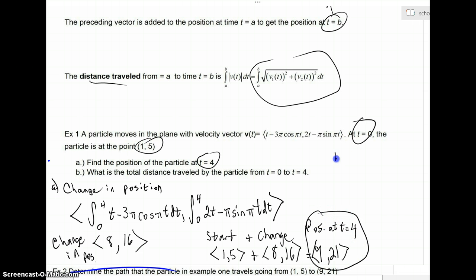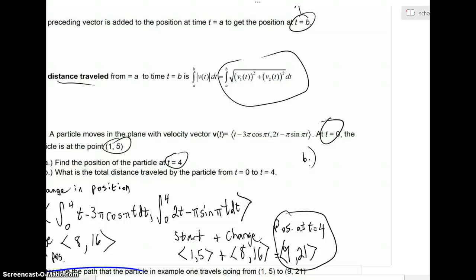Okay, for part B, we'd like to find the total distance traveled. And once again, this is going to be an integral. So thank goodness what we can do pretty quickly is just go right up here to our formula to find that distance. We're going to say we'd like to integrate between 0 and 4 of the square root, and we're going to use that Pythagorean theorem idea.